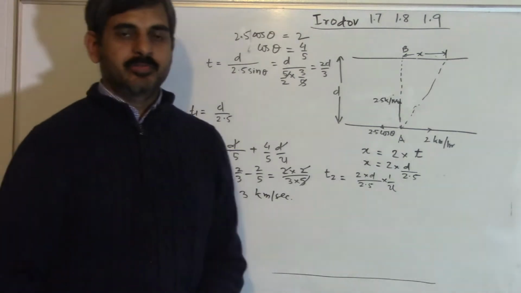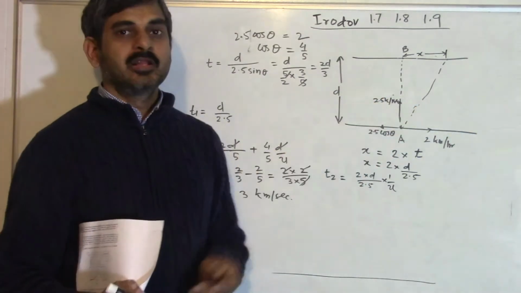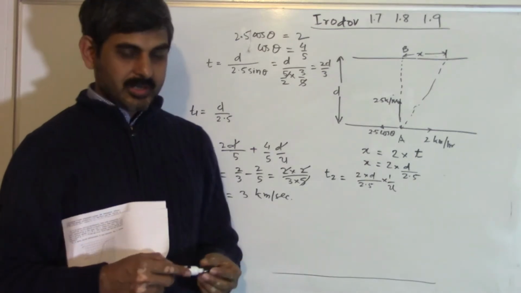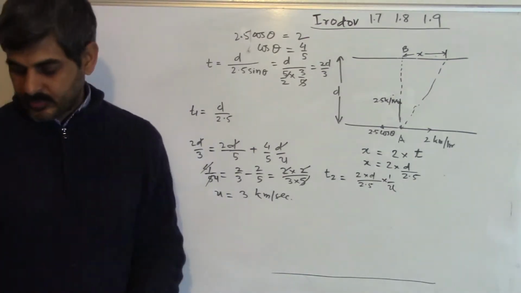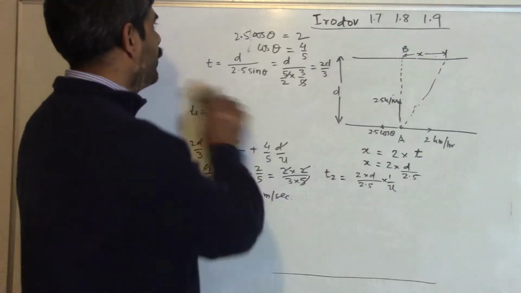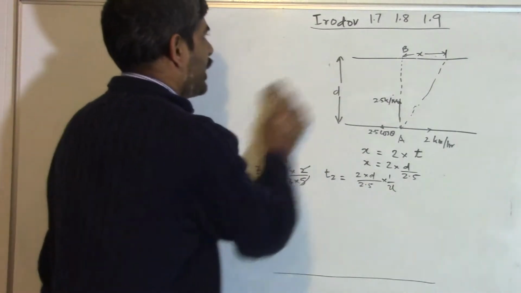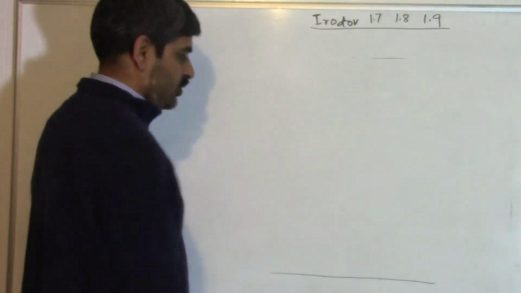The basic concept here is to keep the vertical velocity and this horizontal velocity separate, and then your life will be easier. That was question number 1.7. I hope you like the solution, and let's now move on to question number 1.8.